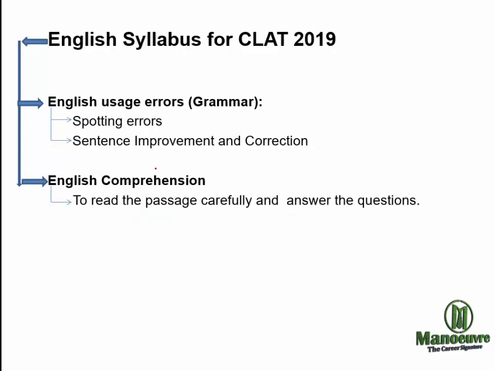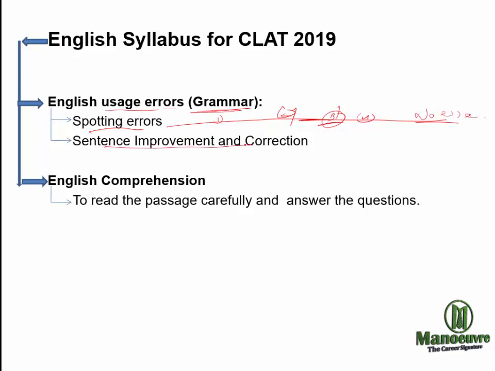Now, these topics, like English usage and grammar, are all based on grammar rules. Spotting errors: what is spotting errors? There is a sentence given to you which is fragmented into 5 parts, the fifth part being no error. If you say there is an error over here, you mark the third part as your error detection. If there is no error in the question, then you go for the no error option. So these sentences are based on the grammar rule.